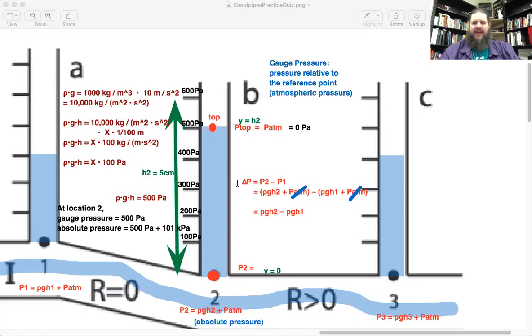But if you're going to be just taking differences in pressure anyway, I would just recommend using gauge pressure for everything if possible. That way you can just measure how high does the water go in the column, multiply that by 100 pascals per centimeter or 10,000 pascals per meter, and then you've got the gauge pressure. Any other questions on that so far?